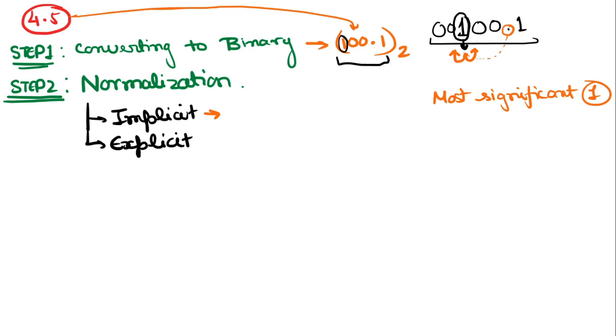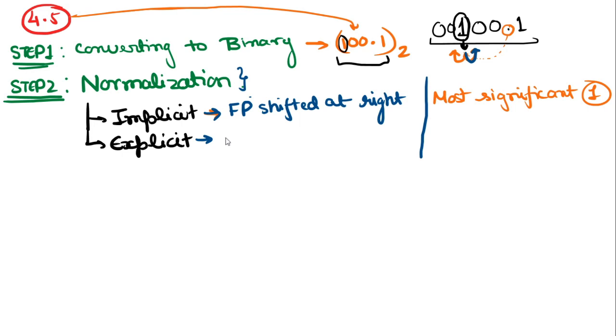Whenever the floating point is shifted to the right of this most significant one, that means here, we say this normalization is implicit normalization. Whenever the point is shifted to the left of this most significant bit one, it is explicit normalization. We will see this example here.